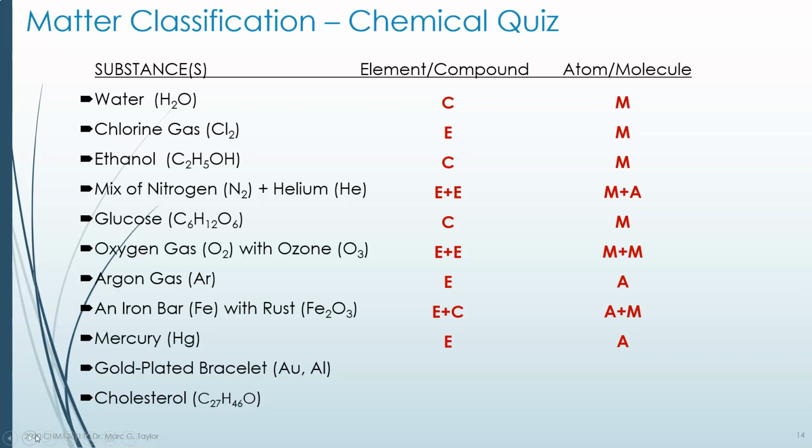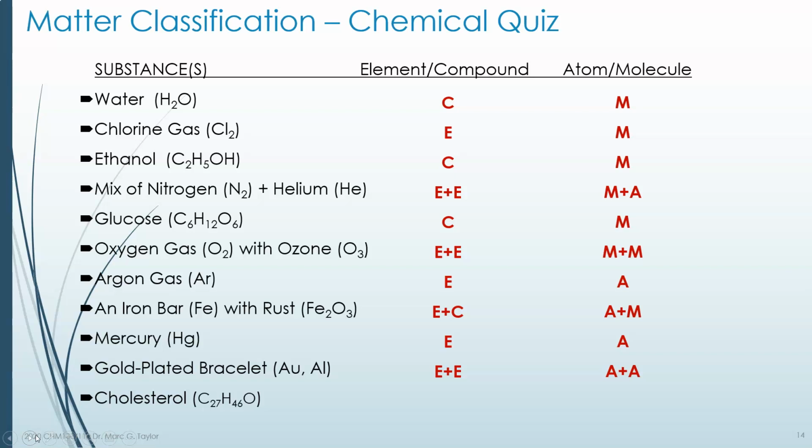Gold-plated bracelet. Remember, this is a heterogeneous mixture because the gold is on the outside, the aluminum is on the inside of your bracelet, and therefore these are a mixture of 2 substances, gold, Au, and aluminum, Al. These are both elements. So it's an element and an element. You can find it right on the periodic table. They're elements. Each of these is composed of single atoms, so it's atom plus atom. It's actually more complicated than that, but for the purposes of Chem 100 and Chem 110, we're going to call them atoms.